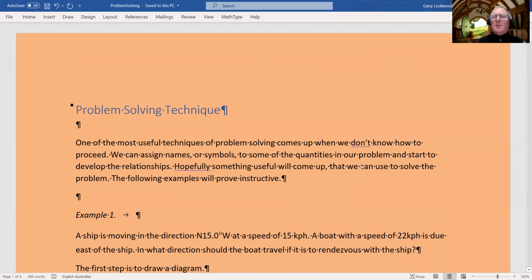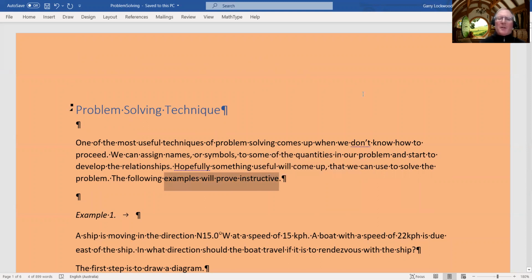Okay, so this often happens when we just don't know how to start a problem. And the idea is that you give names or symbols to some of the quantities in your problem and start to develop the relationships. So we double click and that is selected. So hopefully something useful will come up that we can use to solve the problem. And these examples will prove instructive.